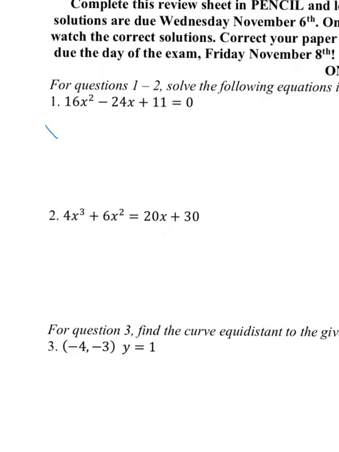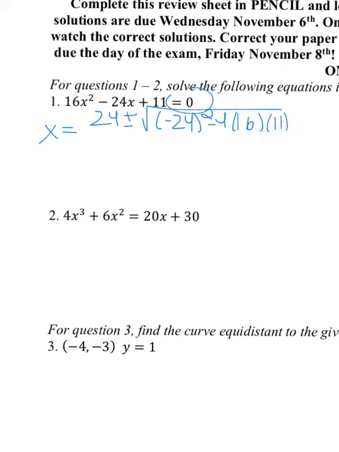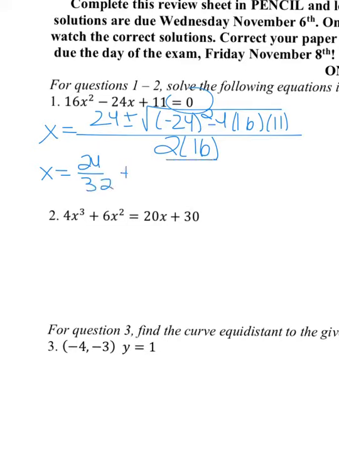So x equals, it's already set equal to 0, so we don't have to worry about that. So x equals negative b plus or minus the square root of b squared minus 4 times a times c, all divided by 2 times a. And remember, that's all right on your reference sheet, so you don't have to worry about memorizing the quadratic formula. So next I'm going to separate it. So 24 divided by 32, right? That comes from 2 times 16 right here, plus or minus the square root of something divided by 32.